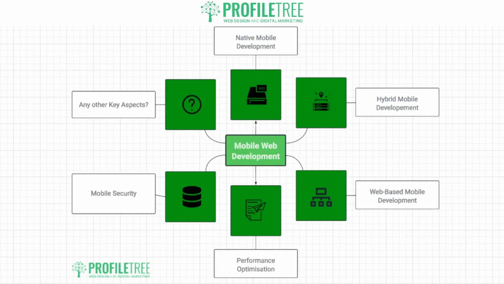So what are the other key aspects in mobile web development? So one thing that you want to do is when you have finished the development of the actual site or website, you want to make sure that it is responsive for every device, desktop, tablet, as well as mobile. So thorough testing and debugging are crucial to ensure that it functions correctly on various devices and operating systems.